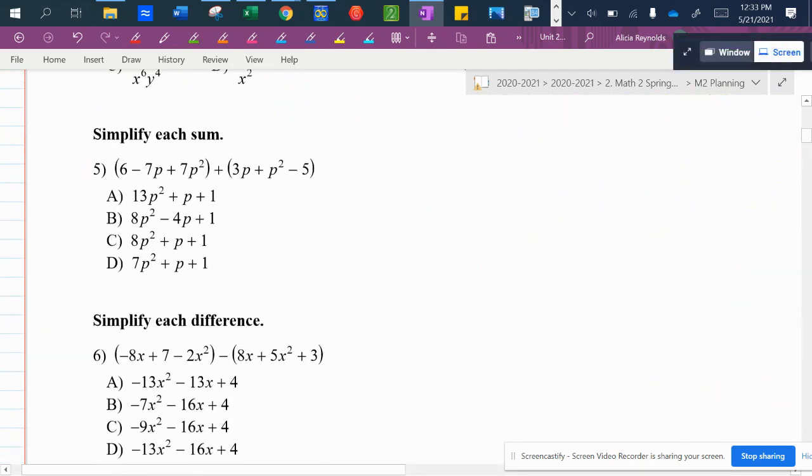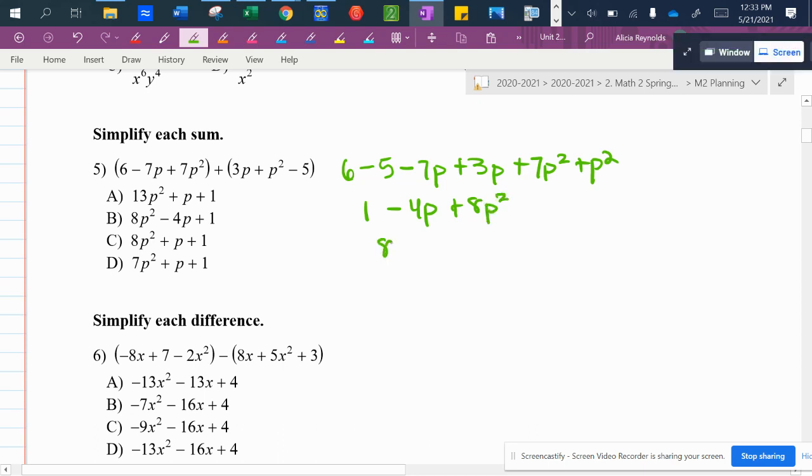When we're simplifying these, it would be best to rewrite our like terms together. So if I have 6 minus 5 minus 7p plus 3p plus 7p squared plus p squared. 6 minus 5 is 1. 7p plus negative 7p plus 3p is negative 4p. 7p squared plus p squared is 8p squared. So in standard form, 8p squared minus 4p plus 1. The answer is B.